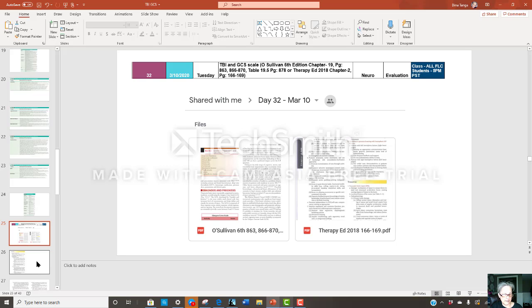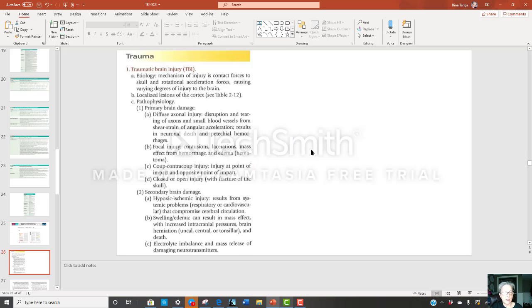Let's see here. Okay, so we're now on therapy ed. Traumatic brain injury. Etiology. Mechanism of injury is contact forces to the skull and rotational acceleration forces causing varying degrees of injury to the brain. Localized lesions of the cortex.